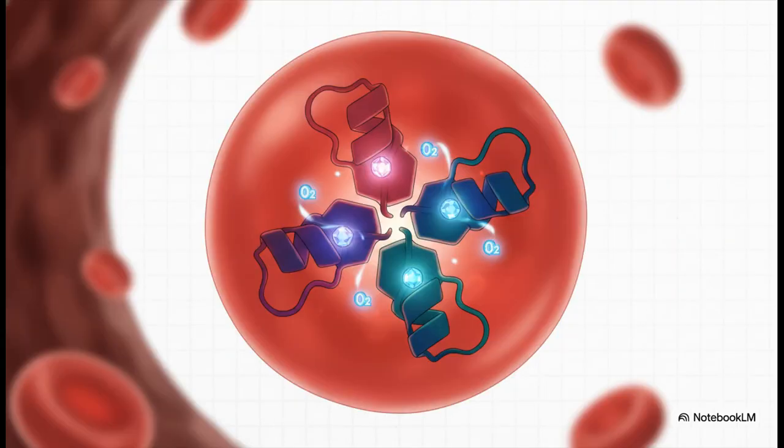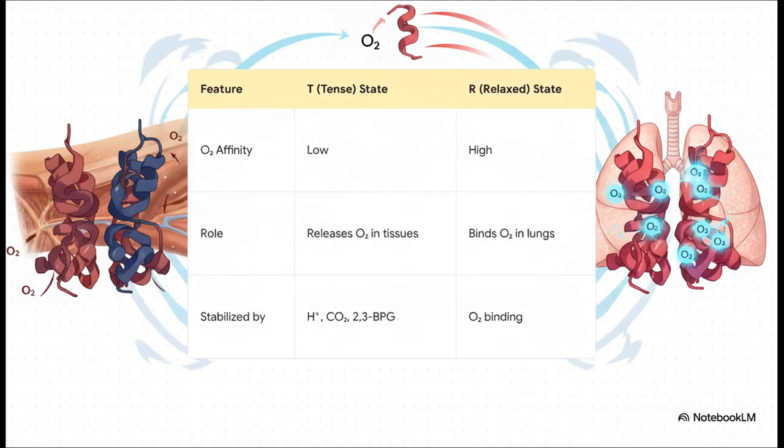And the classic example of this, the poster child for quaternary structure, is hemoglobin. That's the protein in your red blood cells that carries oxygen. It's not actually one protein. It's a complex made of 4 individual protein subunits all working in perfect harmony. And this is where the absolute genius of this teamwork really shines.